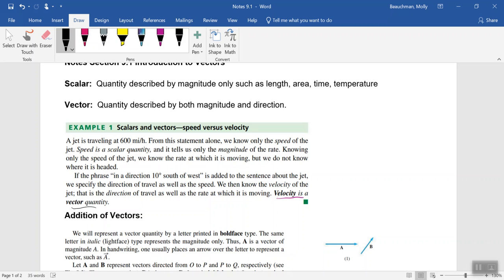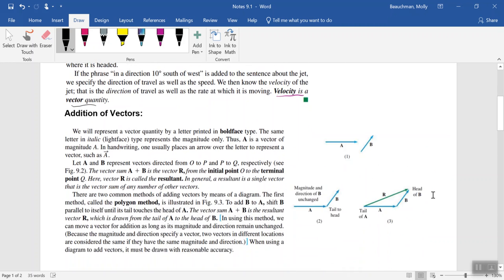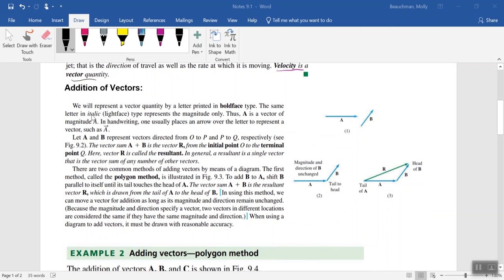So before we look at an application, we're going to take a look at adding vectors. And this one we're going to take from a geometry perspective. So in geometry, we have actual physical lengths of vectors. So we represent a vector quantity by a letter printed in boldface type. The same letter in italics and lightface represents the magnitude only.